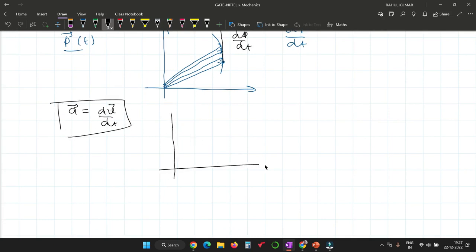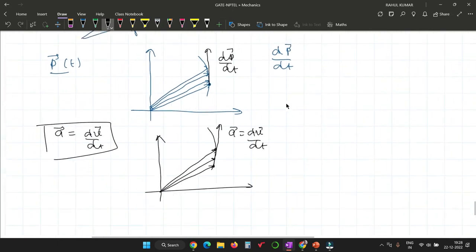So suppose you are seeing the velocity at each interval of time, and by connecting all those vectors you are getting a curve. Now if you want to find the direction of a, you have to do nothing. You have to just draw a tangent line. Okay, so that direction is nothing but the direction of acceleration.